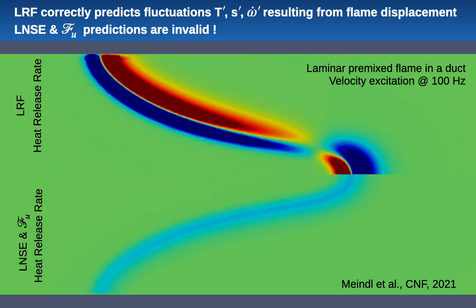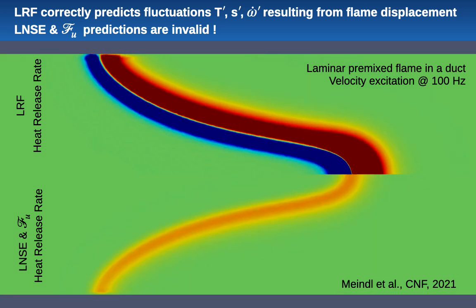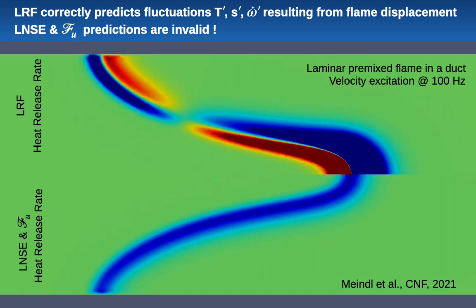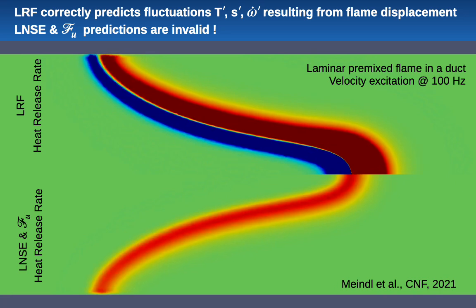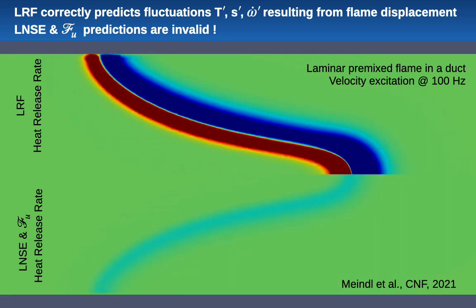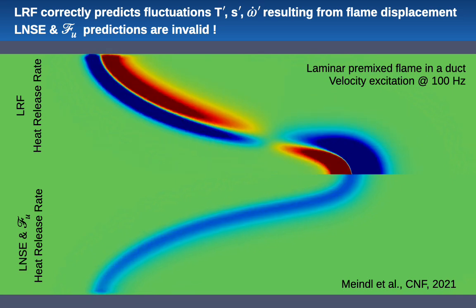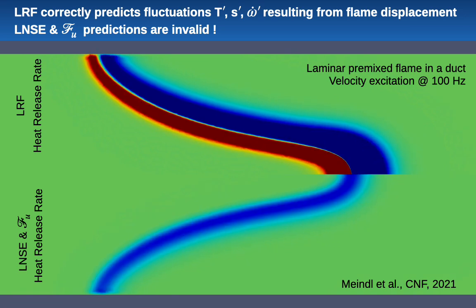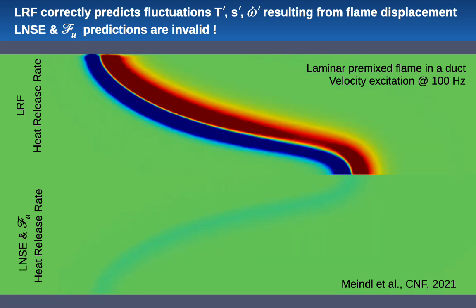What one does here, typically, one says, I have no detailed information about the spatial distribution of fluctuations. So I distribute the fluctuating heat release rate in proportion to the mean heat release rate. And then the flame transfer function for global heat release rate would give a spatial distribution of fluctuating heat release rate in LNSE as you see it in the lower half of the picture. Okay, obviously very different. I don't see any wrinkles. I don't see any displacement with the LNSE formulation.